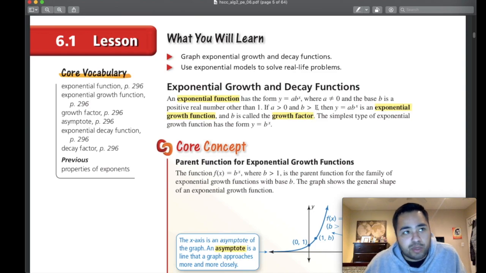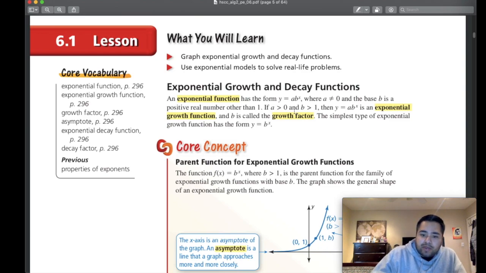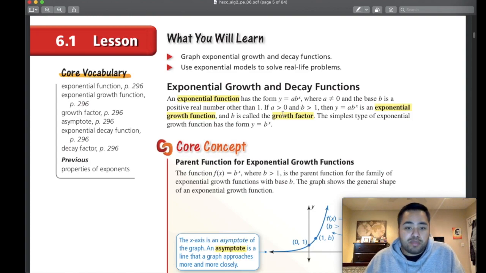What are some examples of numbers more than 1? Let's say 2, 3, 4. What are some fractions that are more than 1? 4 over 3, 5 over 2, right? These are examples of numbers over 1. You may also think of decimals, right? 1.5, 1.3, 1.1 is technically still over 1. So any number that is over 1, not just any number, specifically the b, will be exponential growth. Now, when that is the case, this b is now called the growth factor.